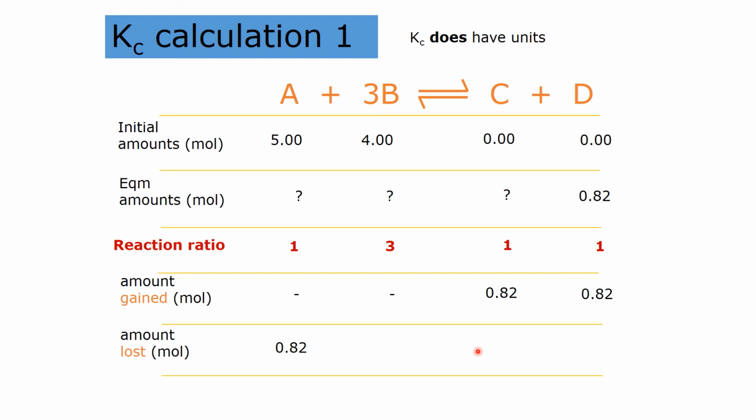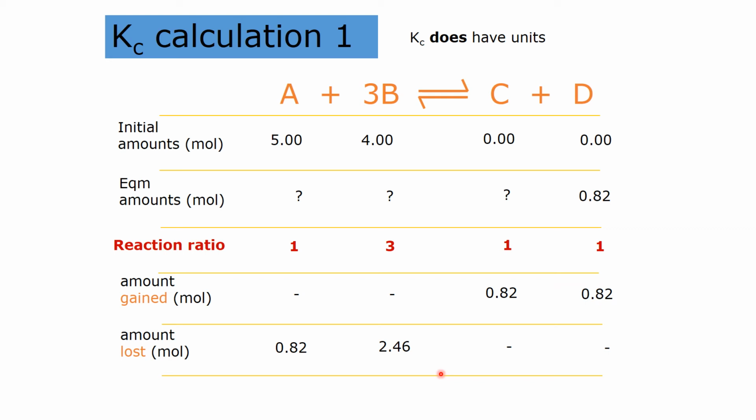Hopefully, guys, you'll have worked out that this will have lost 0.82 moles of A, and you'll have lost 3 lots of 0.82 of B because it's a 1 to 3 molar ratio, right? So 3 lots of 0.82. That means that we've got 2.46 because 3 times 0.82 is 2.46. And that we won't have lost any of C and of D, right? We won't have lost any at all of C and D. Well done if you got that.